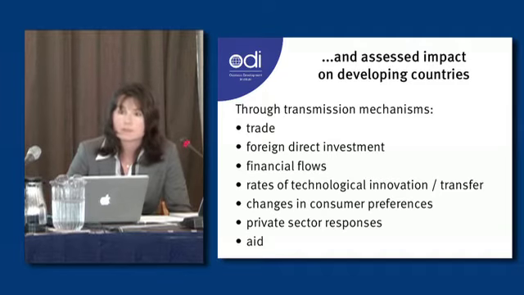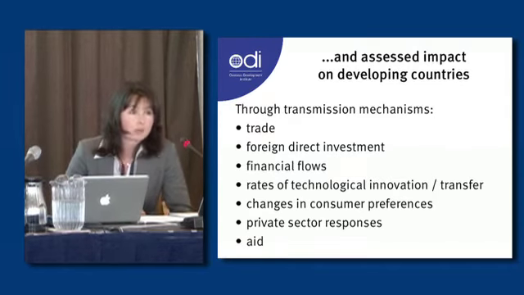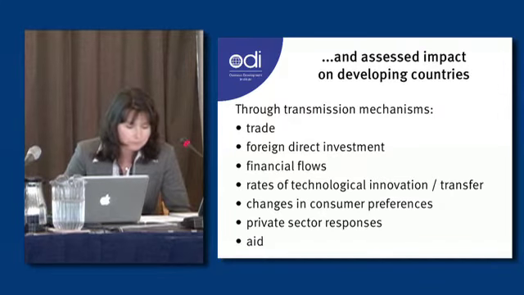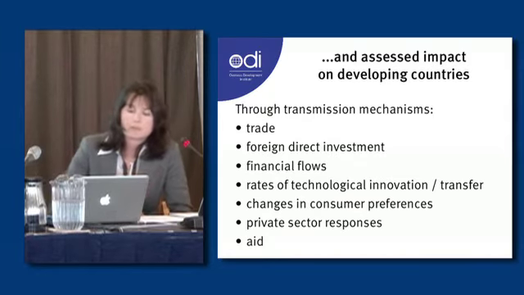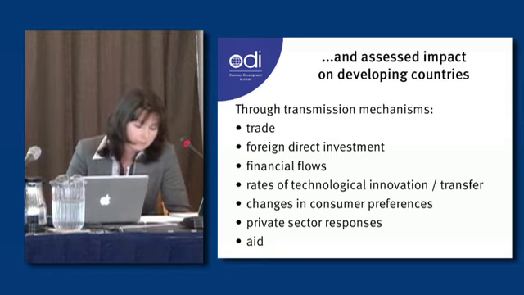Changes in consumer preferences. If consumers are getting more environmentally aware, then their patterns of demand are likely to change. And private sector responses will reflect that as well, so that's where the sort of carbon labelling type initiatives come in. They're responding to consumer demand, sometimes driving it to some extent as well. And also aid, which may interact with some of these things, and probably should interact with these things to compensate losers, etc., and fill gaps where assistance isn't coming through private mechanisms.